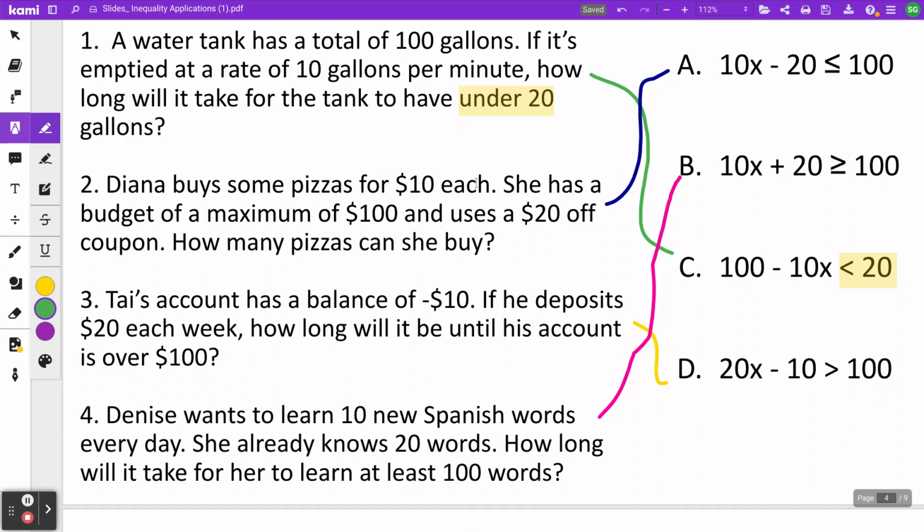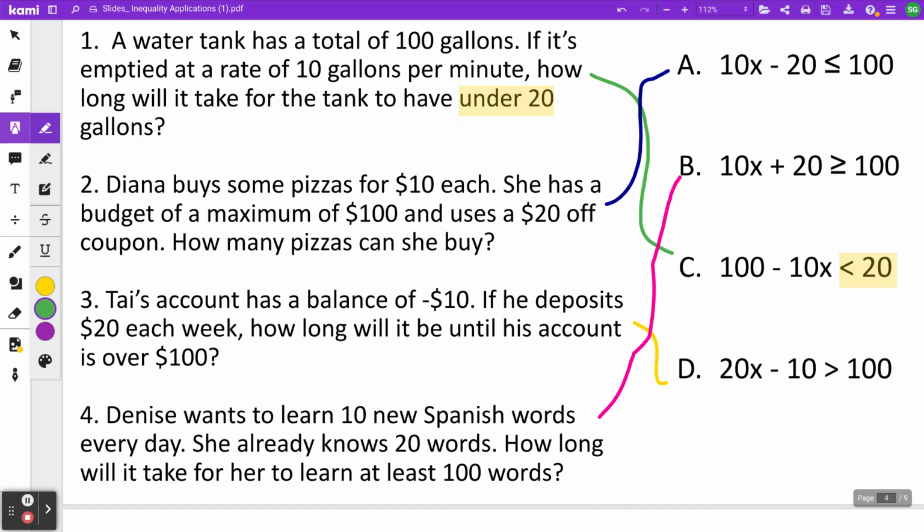Next, number 2, you should have matched that with A. We've got Deanna's buying pizzas for $10 each. $10 for every pizza is where that 10x is coming from. She's using a $20 off coupon. That's why we're subtracting 20, is because coupons take away that money from your total price you're paying.